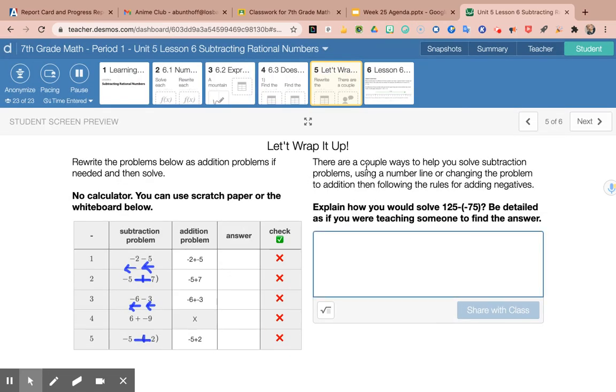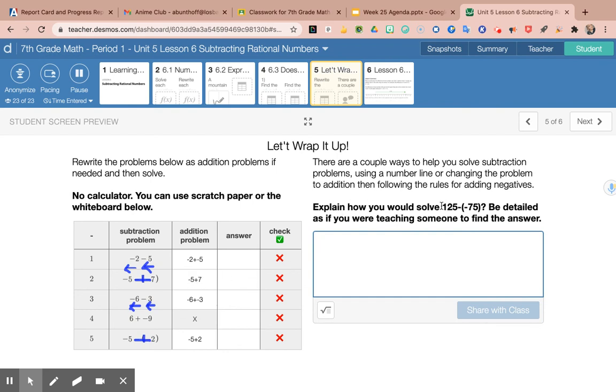And then the last one says, there are a couple ways to help you solve subtraction problems. We can use a number line, like I showed you on number 3. Or you can change the problem into an addition problem, like we did here. And then you follow the rules for adding negatives. So I can change it to an addition problem and then follow my addition rules because I'm not always adding. Sometimes if they're a positive and a negative, I'm subtracting.